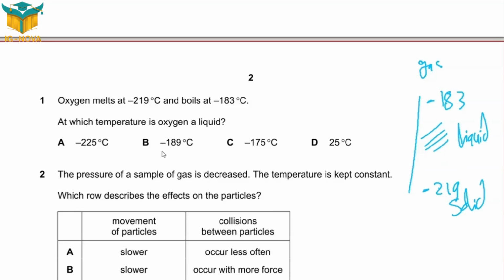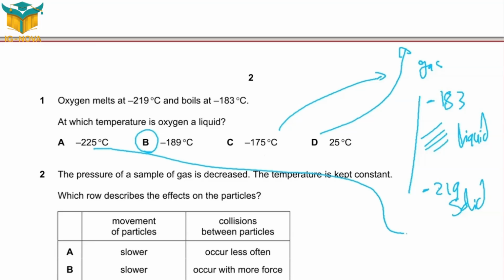So I think -189 could be placed here. Why not -157? It is here. 25 is definitely higher than this. -225 is lower than this. So B.